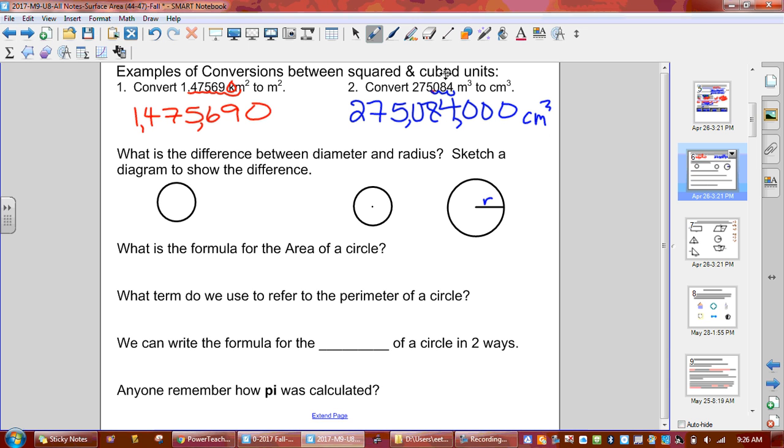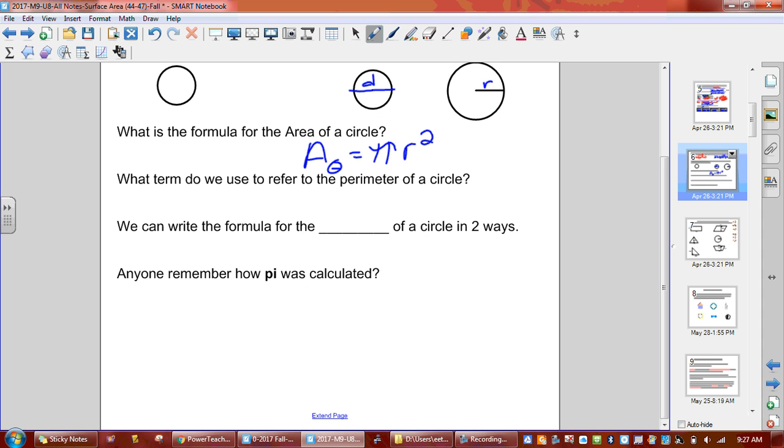Formula for area of a circle. Area of a circle is pi times radius squared. Pi times radius squared. What term do we use for the perimeter of a circle? Circumference. Good. We use the word circumference. So we don't actually say, hey, find the perimeter of a circle. We say, find the circumference of a circle.